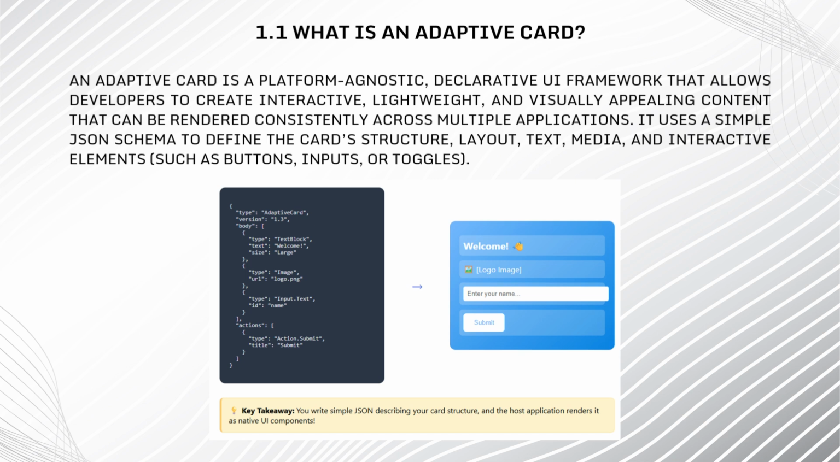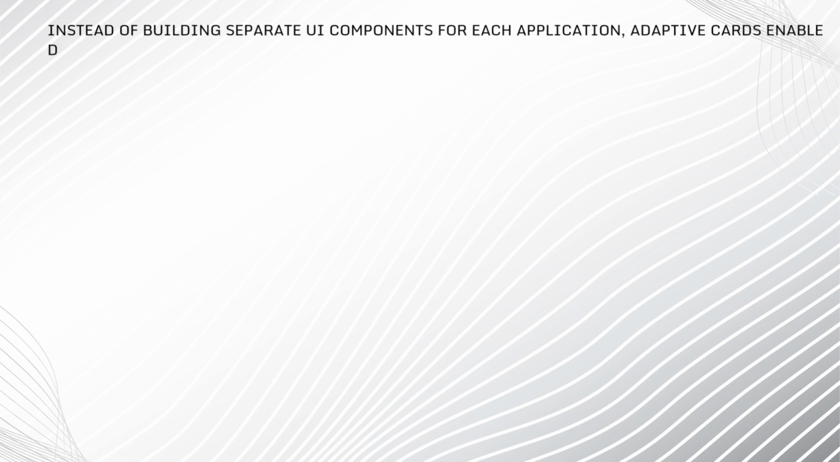We have a text block that says, "Welcome," an image element for a logo, an input.text field where users can enter their name, an action.submit button. And on the right side, you can see how this JSON translates into a beautiful, functional user interface. The same JSON code will render appropriately, whether it's displayed in Microsoft Teams, Outlook, a web browser, or any other host application that supports adaptive cards.